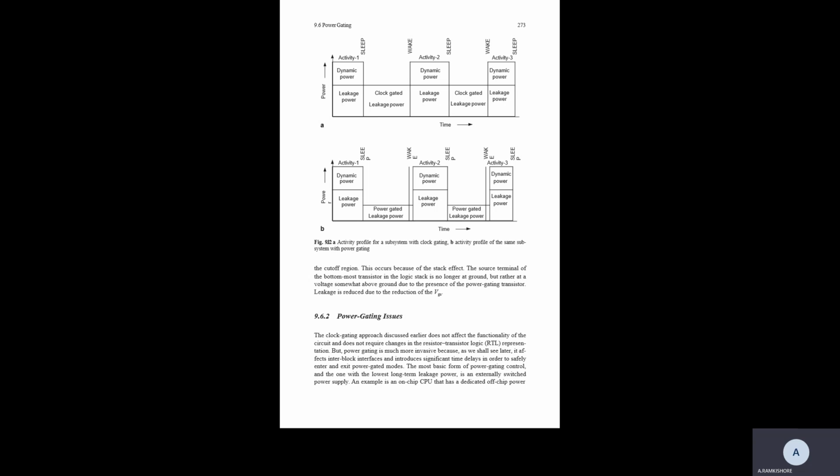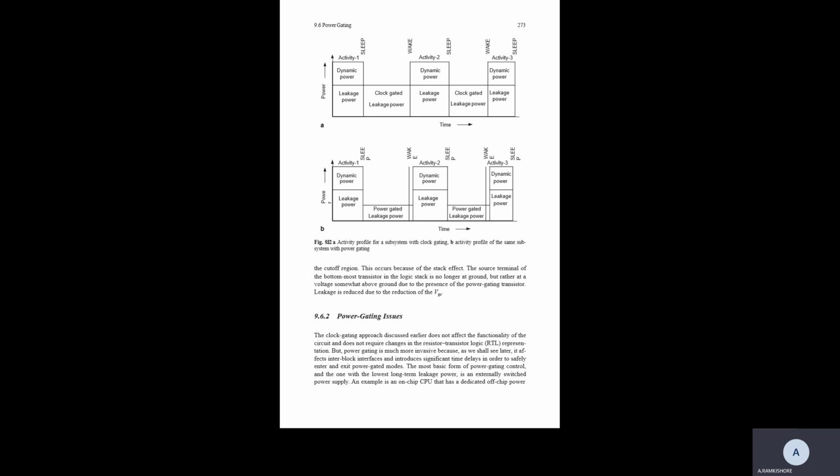This power gating can be implemented by inserting power gating transistors in the stack between the logic transistors and either power or ground, creating a virtual supply rail or virtual ground rail respectively. The logic block contains all low threshold transistors for fastest switching speeds, while the switch transistors, header or footer, are built using high threshold transistors to minimize the leakage power.